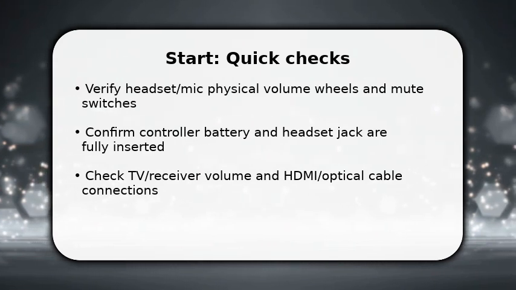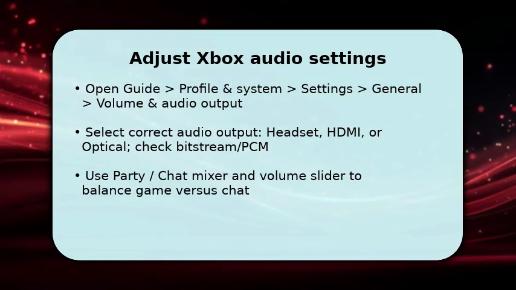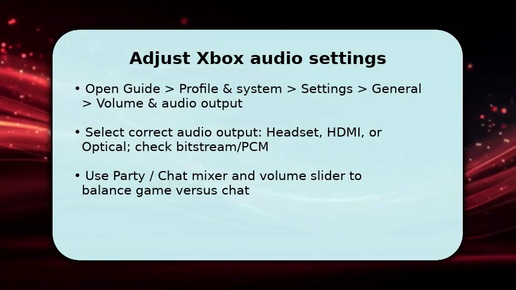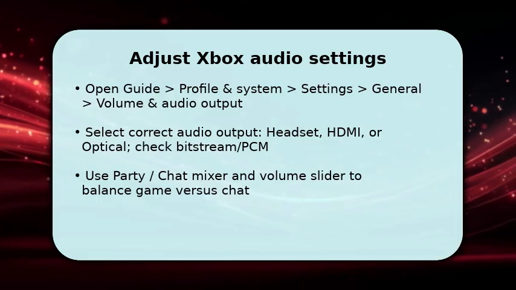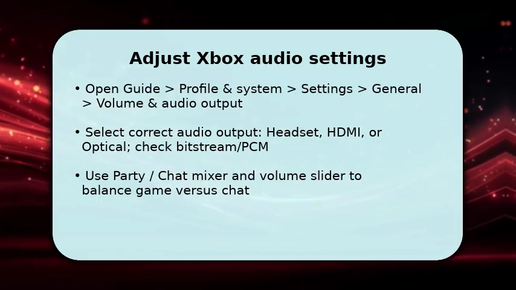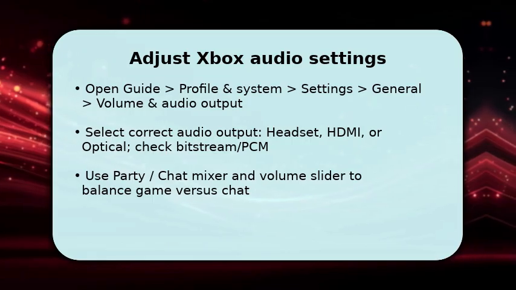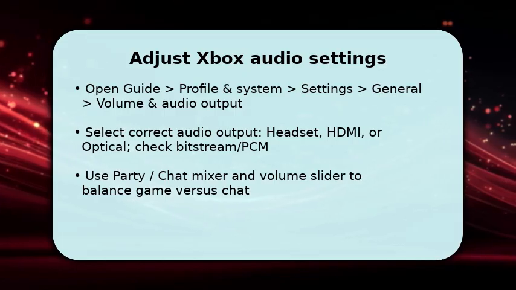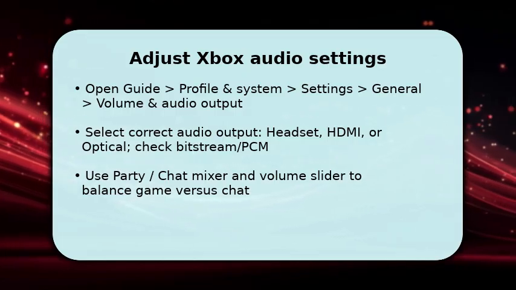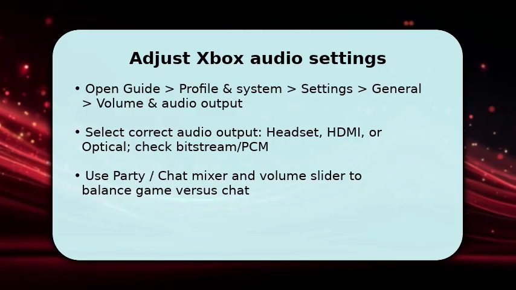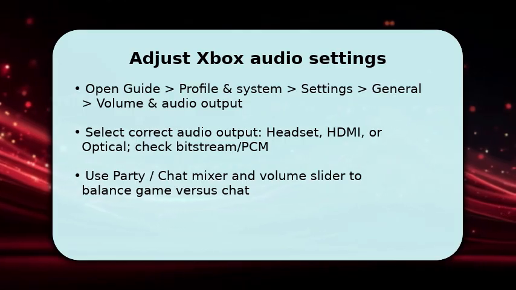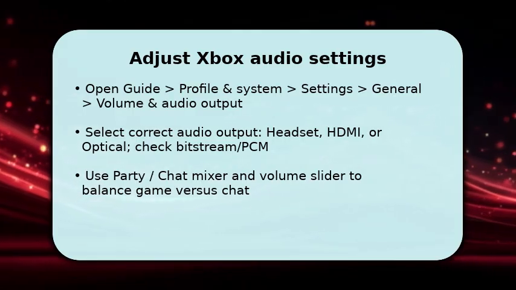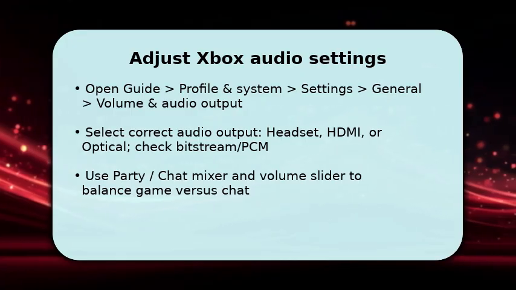system settings. You now adjust Xbox audio settings to direct sound correctly and why that matters. The console can send audio through different outputs and formats. Go to Settings, pick Volume and Audio Output, and choose the proper output: headset for controllers, HDMI for TV, or optical for receivers. Then set the audio format, stereo uncompressed or 5.1 PCM, so the device can decode it.